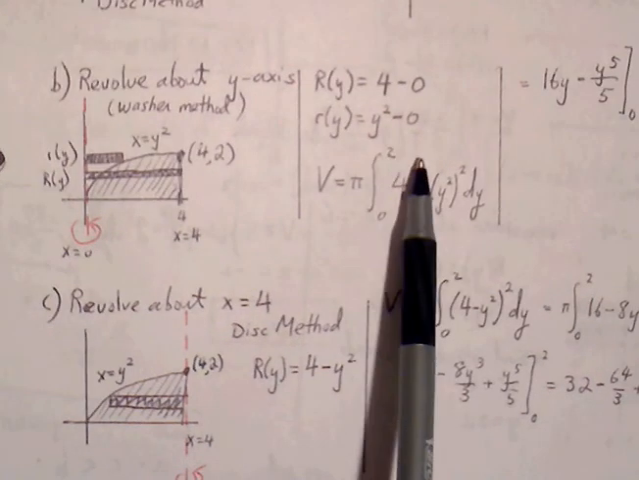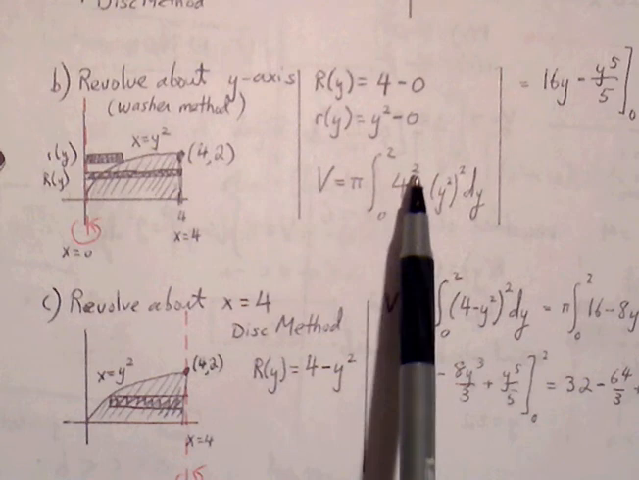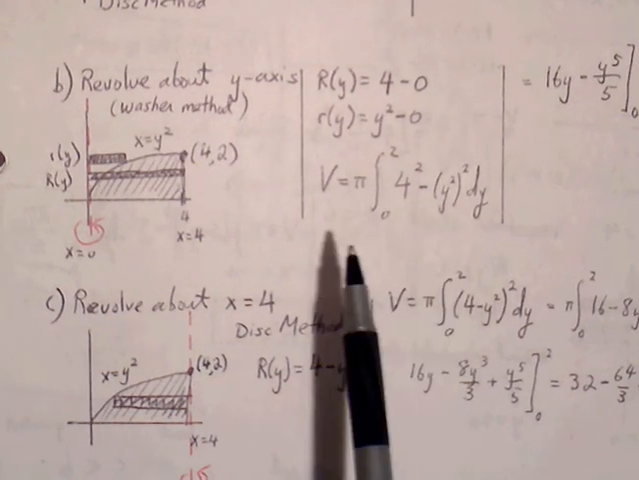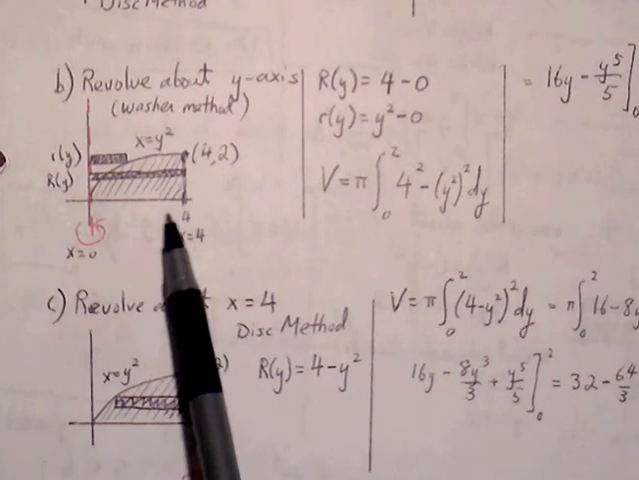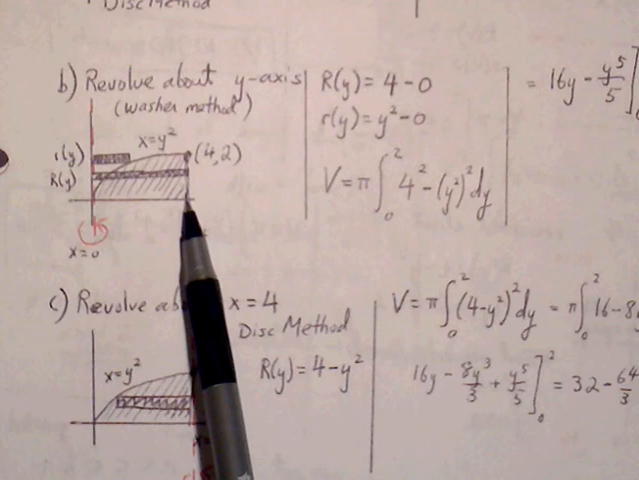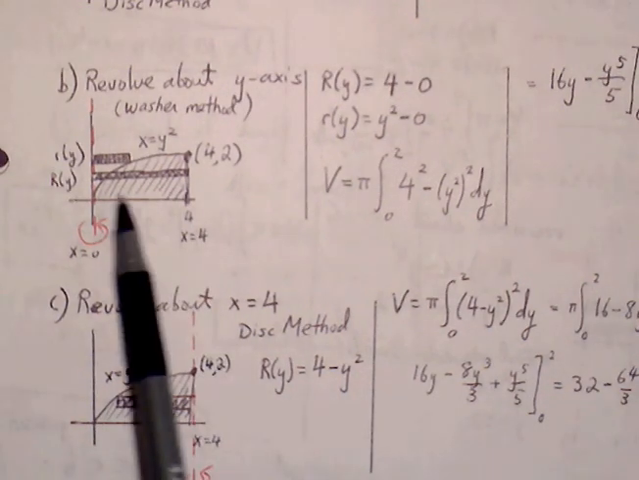So our volume is simply pi integral of big R squared minus little r squared. There's something else that we need to look for, which is our bounds. Our bounds are our lowest y value to our highest y value. So the lowest y value is 0 because this is y equals 0.